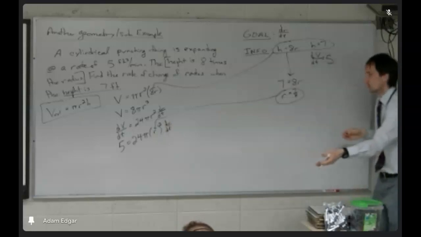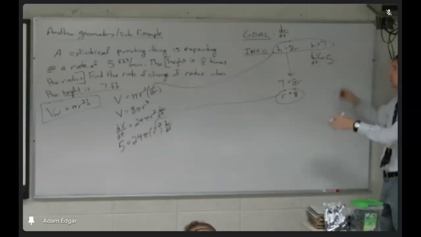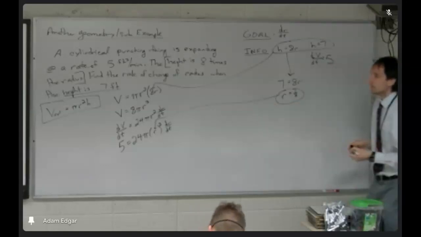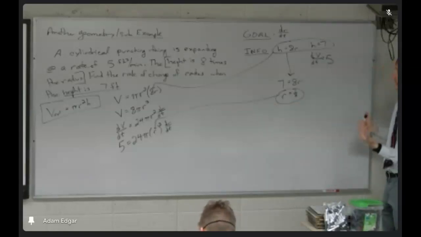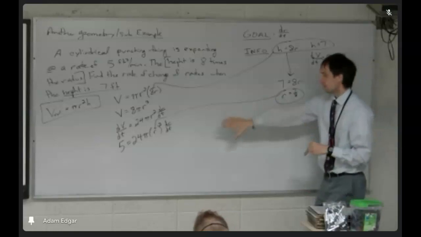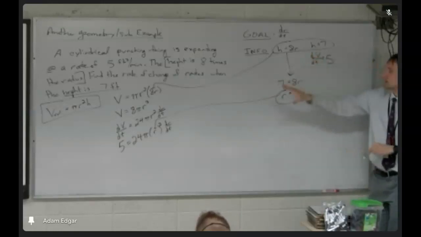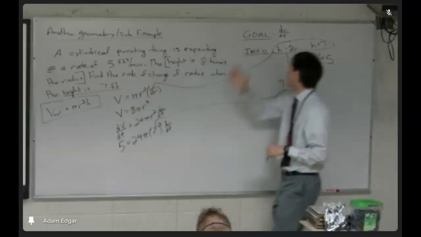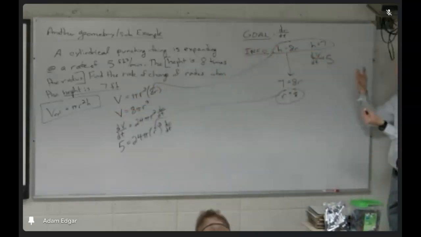Does that make sense? So it's a little more nuanced than the one we just did in that way. But once you have that information, say, oh, okay, I don't need to use the given equation. I don't need to use the volume to find my radius. I can use this relationship between radius and height to find that. Did you solve for it? No, I haven't solved it yet.